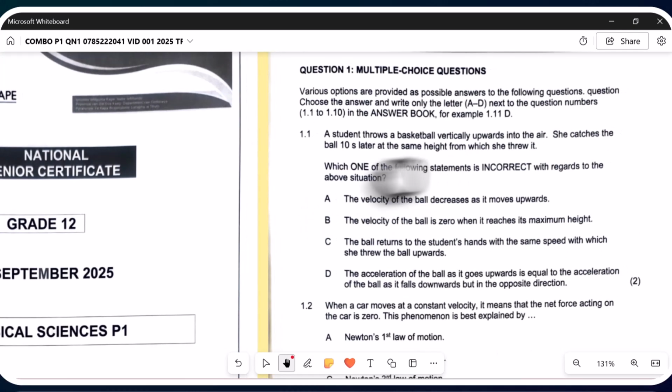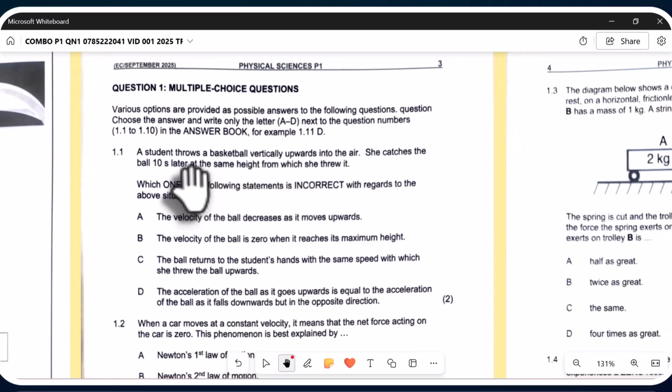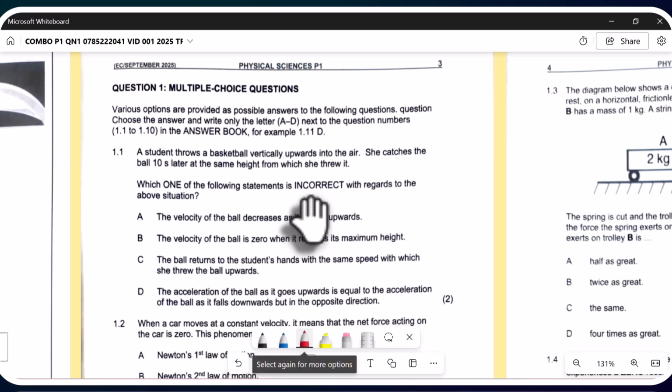That is question 1.1. It says that a student throws a basketball vertically upwards into the air. She catches the ball 10 seconds later at the same height from which she threw it. Which one of the following statements is incorrect with regards to the above situation? So a student throws a basketball from this position, and then the ball goes up to maximum height, then comes back, and she catches it at the same level where she threw it from.